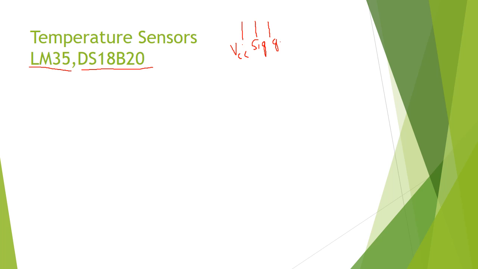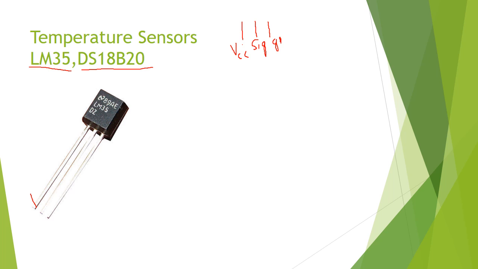So we'll see it here. If a sensor is there, these three pins will always be there: VCC pin, signal pin, and ground pin. So this is your LM35. Here you can see the three pins. The first pin is your VCC pin, the middle pin is your signal pin, and the other pin is your ground pin.